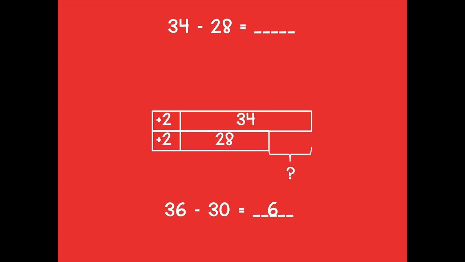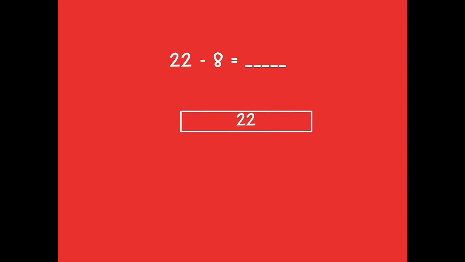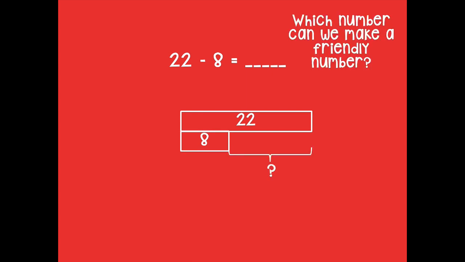So the goal of using this strategy is to make one of the numbers a friendly number to make it easier for us to subtract. All right, let's look at 22 minus 8. I'm going to model this with a tape diagram. So 22 minus 8, and there's my unknown. Which number can we make a friendly number? Do I want to go up with 22 or maybe up with 8 to get to the next friendly number?